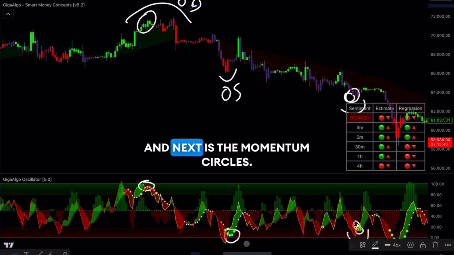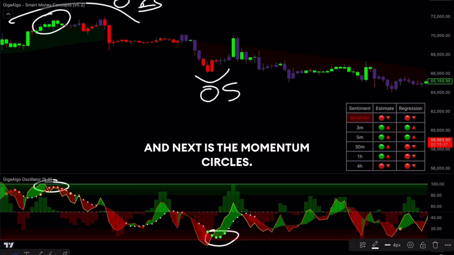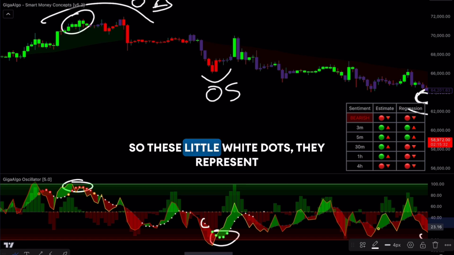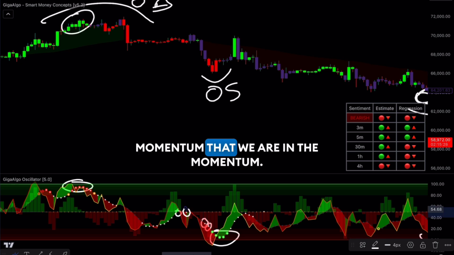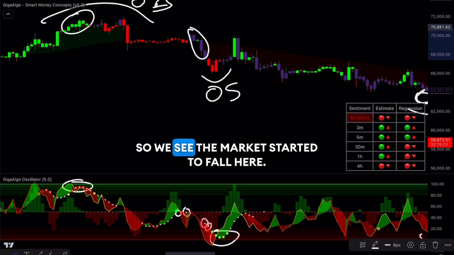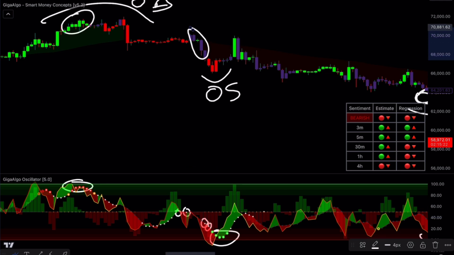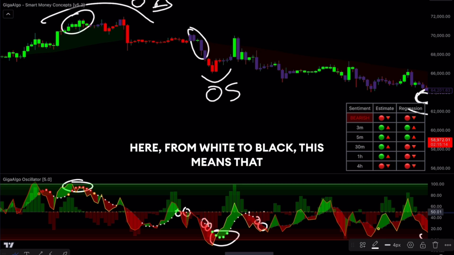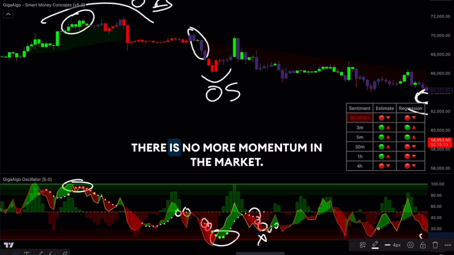And next is the momentum circles. So these little white dots represent that we are in the momentum. So we see the market started to fall here, and when the dots turn black, just like here, from white to black, this means that there is no more momentum in the market.